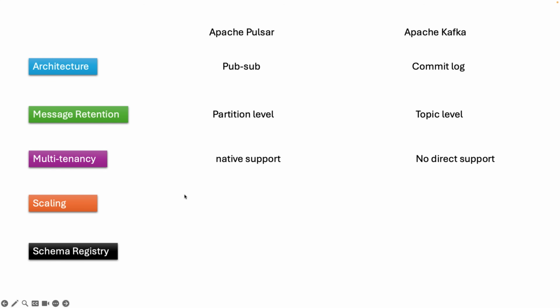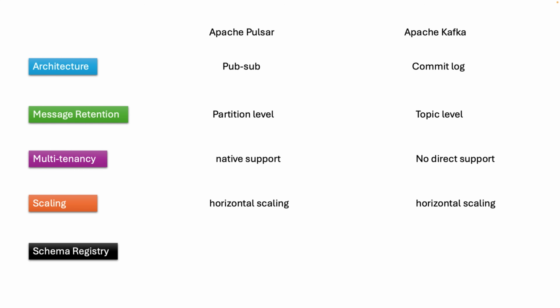Now let's move to the next one, scaling. In both Apache Pulsar and Apache Kafka, we can do horizontal scaling. We can add more brokers to the cluster, but Pulsar has built-in support for dynamic partitioning, meaning it can automatically scale the number of partitions for a topic based on the workload.